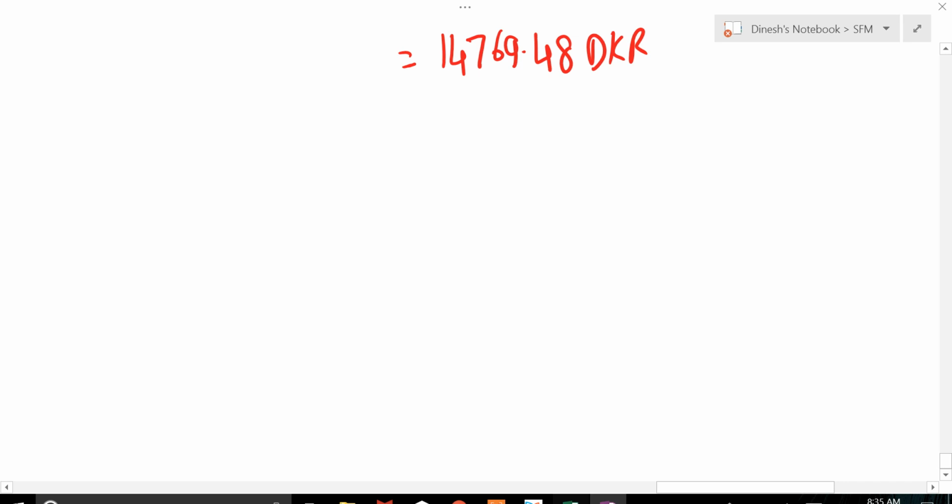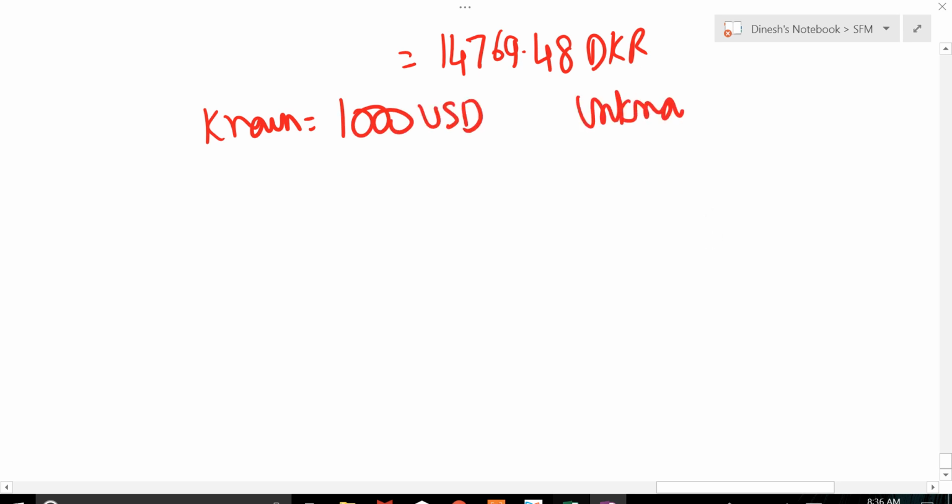Known component. Known is $1,000. Unknown is question mark INR. You don't know how much INR is there. Some question could have said how much INR to be paid; it could be how much pounds to be paid, how much DKR to be paid, how much JPY to be paid. It can be anything. So the known is $1,000, unknown is INR.